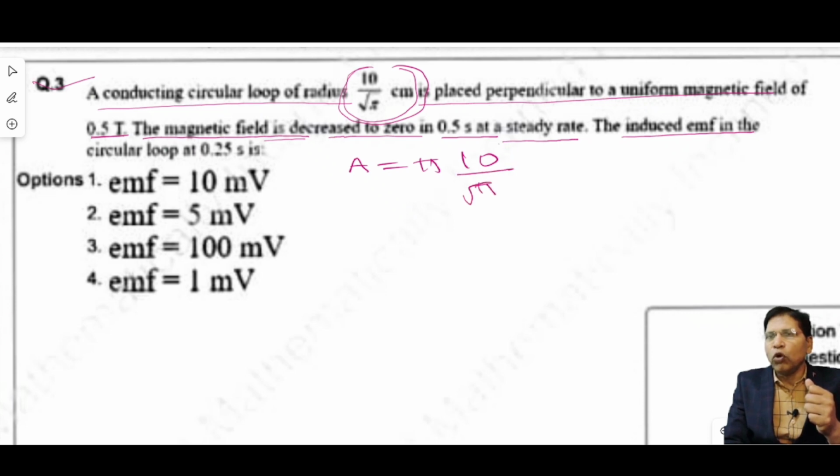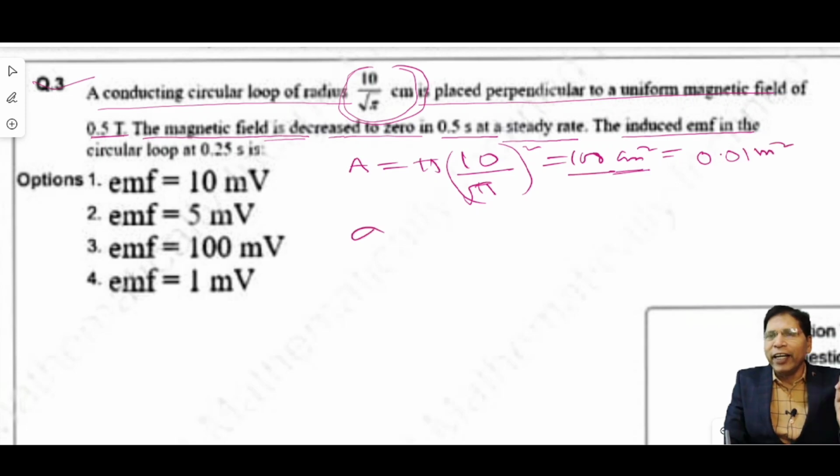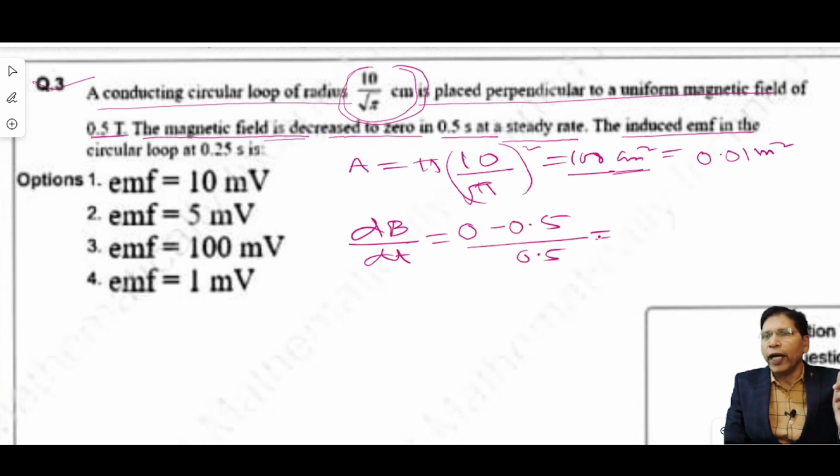So this is the whole square, so look at this, 100 centimeter square. So this is 0.01 meter square. Here dB by dt, that is the rate of change of magnetic field. Look at this, this is 0 minus 0.5 divided by 0.5. So this is minus 1 Tesla per second.